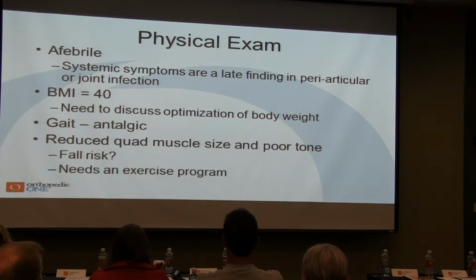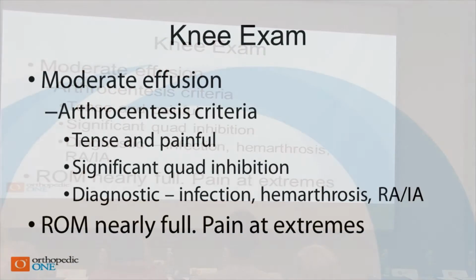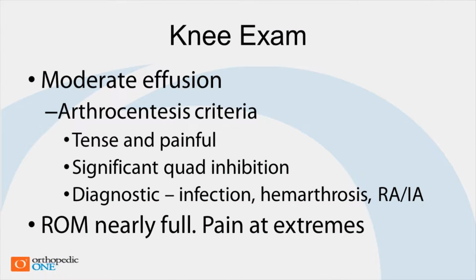His gait is antalgic, which is consistent with any sort of painful condition in the knee. We also note on exam that he has quadriceps atrophy on that side compared to the other, and a fairly poor muscle tone. So this suggests immediately that an exercise program in some form is going to be part of his treatment. So as I'm going through all this, I'm formulating where I'm going with diagnosis, where I'm going with treatment. Now, the detailed knee exam shows moderate effusion.